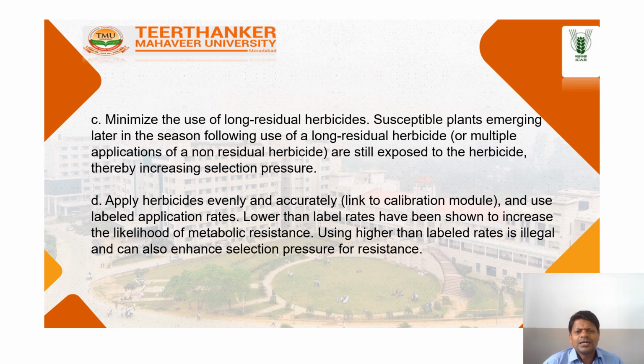Minimize the use of long-residual herbicides. Susceptible plants emerging later in the season, following use of a long-residual herbicide or multiple applications of a non-residual herbicide, are still exposed to the herbicide, thereby increasing selection pressure. Apply herbicide evenly and accurately. Calibrate the sprayer and use the labeled application rate. Lower than labeled rates have been shown to increase the likelihood of metabolic resistance. Using higher than labeled rates is illegal and can also enhance the selection process for resistance.